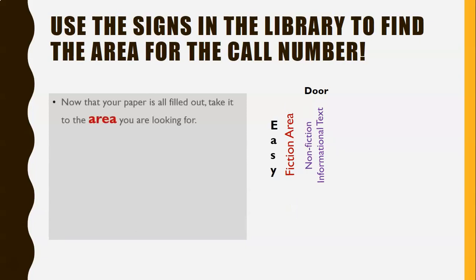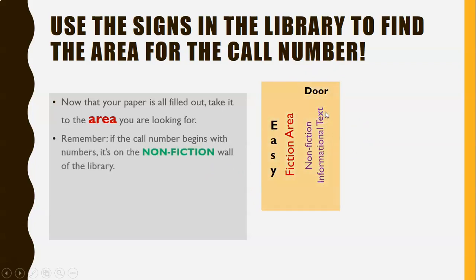Okay. This is what our shelving system looks like in our media center. We have informational text and teacher's text right here. And then we also have nonfiction grouped together with the informational text. They're all nonfiction, and those books will have numbers. We have a fiction area in the middle. Those are your chapter books, and we have the easy section at the very far left of the media center. And these are the back doors in our media center. So you can easily find the area that your call number is located in.